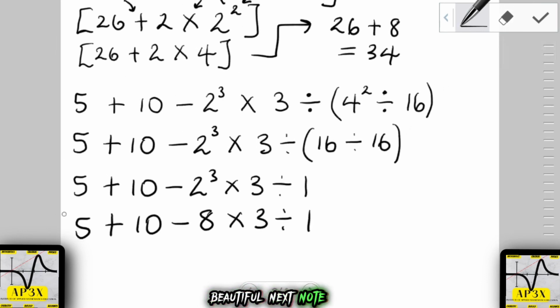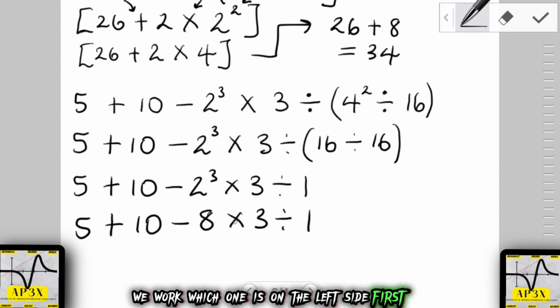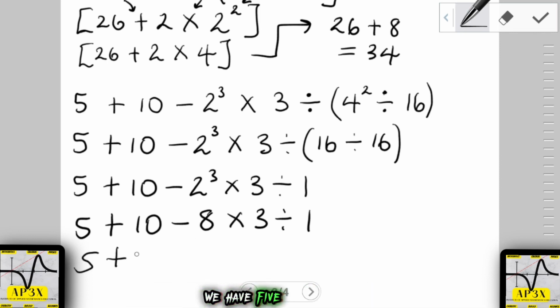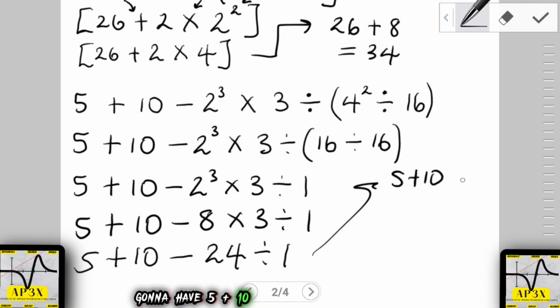Beautiful. Next now, multiplication and division appear in the same question. So they are tied for precedence, which means that none takes value or importance over the other. So we work which one is on the left side first. So in this case here we have 5 plus 10, take away 8 multiplied by 3 is 24 divided by 1. Therefore we now have division. Let's go up here. We're going to have 5 plus 10, take away 24 divided by 1 is 24.